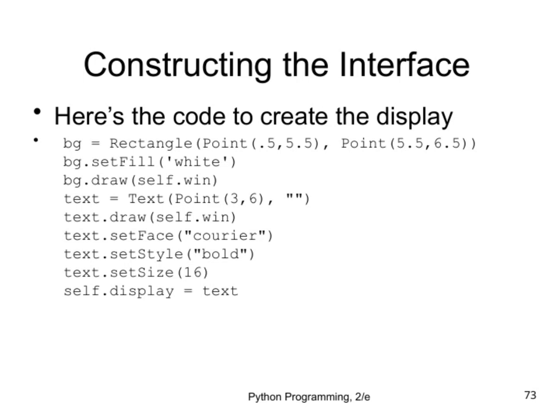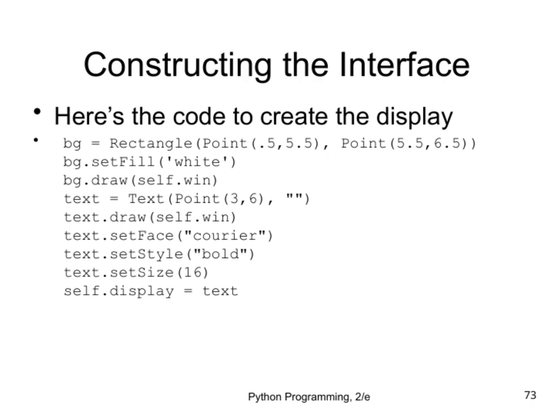Now, let's take a closer look at the code used to create the display. First, we define a rectangle called BG, which serves as the background for our text. We set its position using 2 points, the lower left corner at 0.5, 5.5, and the upper right corner at 5.5, 6.5. Then, we fill this rectangle with white color to make sure our text stands out clearly against the background. After setting the fill, we draw the rectangle onto the window.